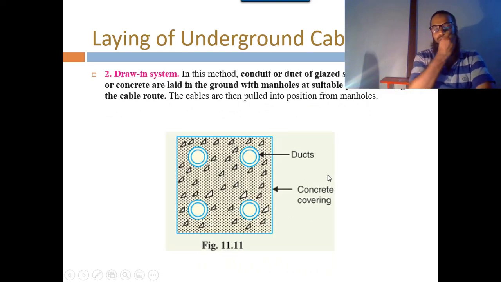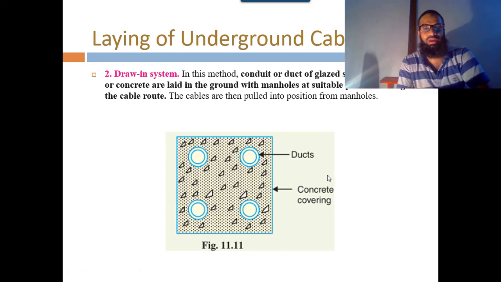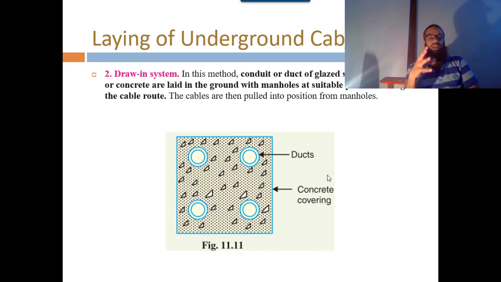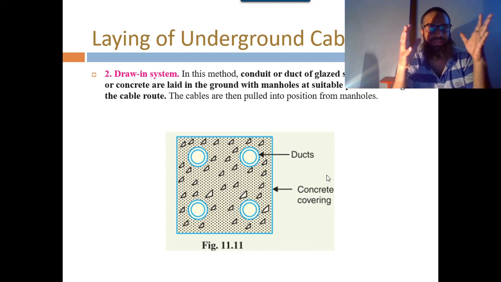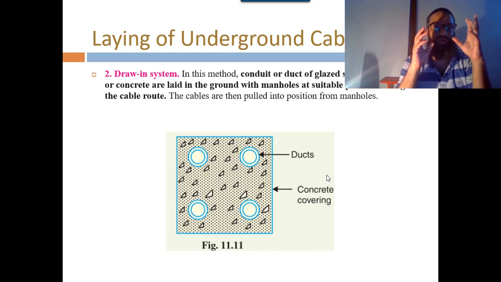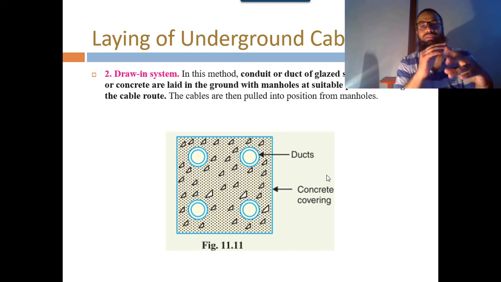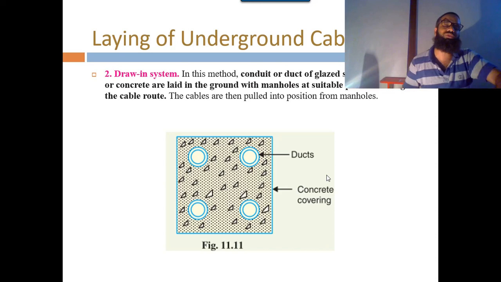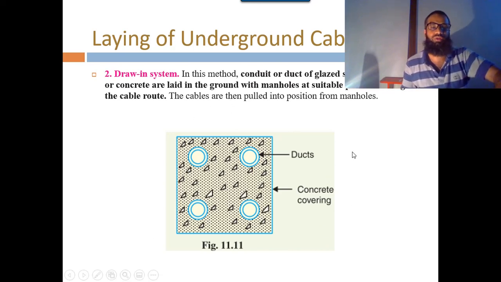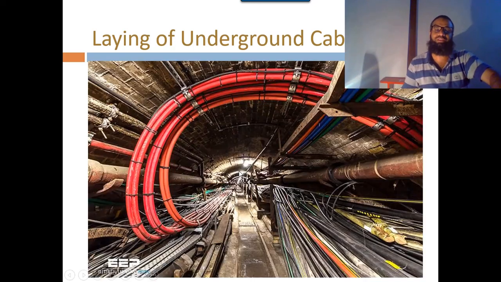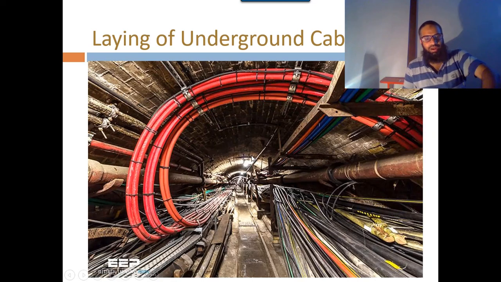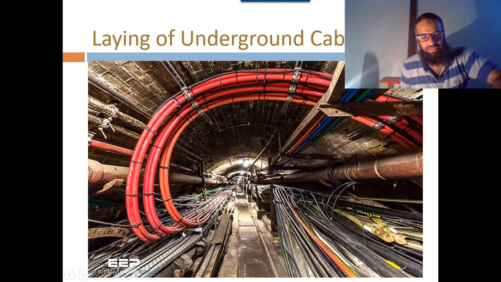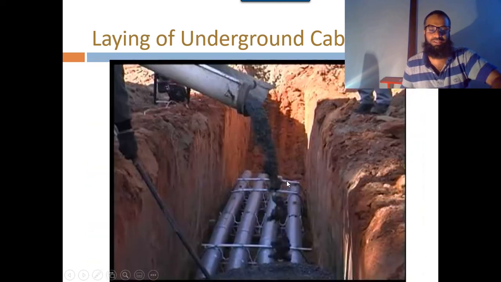The second one is the draw-in system, that is, it is completely constructed from concrete or cast iron, and in this construction there are some holes where the transmission line is transmitted, and these holes are manholes. A human being can go inside and troubleshoot if there is some fault, and the overall area is covered with concrete. So you can see there are different types of cable. You see that this is a simple duct used to transmit cable.